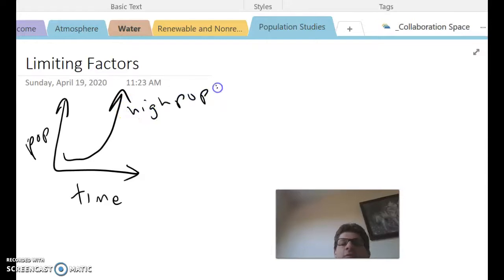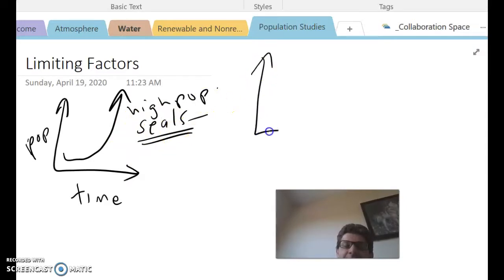You're going to be watching a video this week about seals. There are so many seals on the beach of Cape Cod because we've scared away a lot of their predators and they're competing with us for fish. So, limiting factors can be good because they can prevent a population from getting this big.